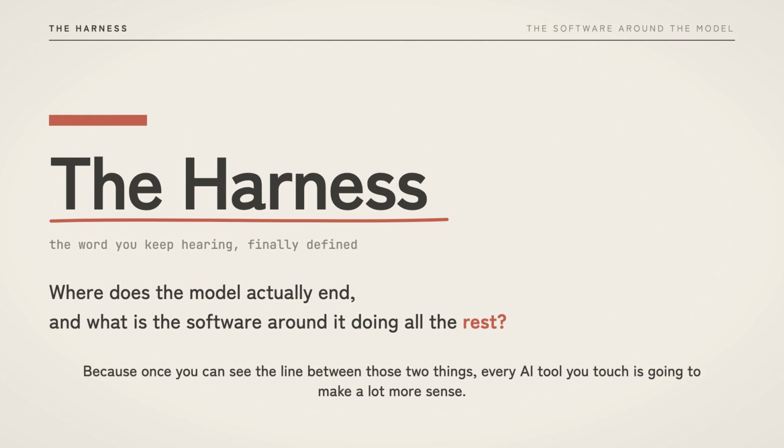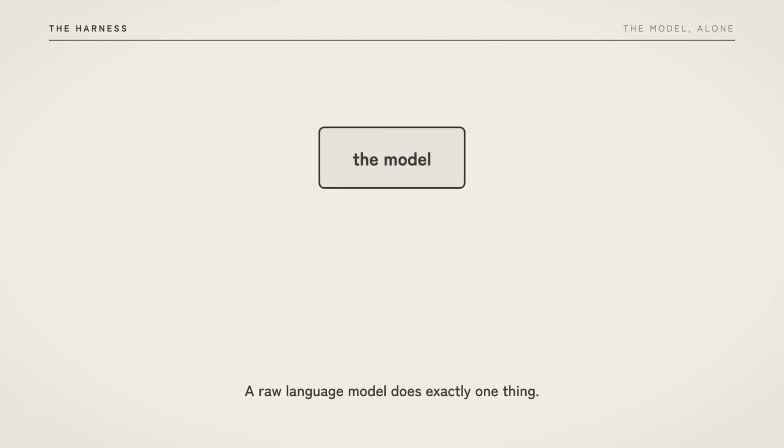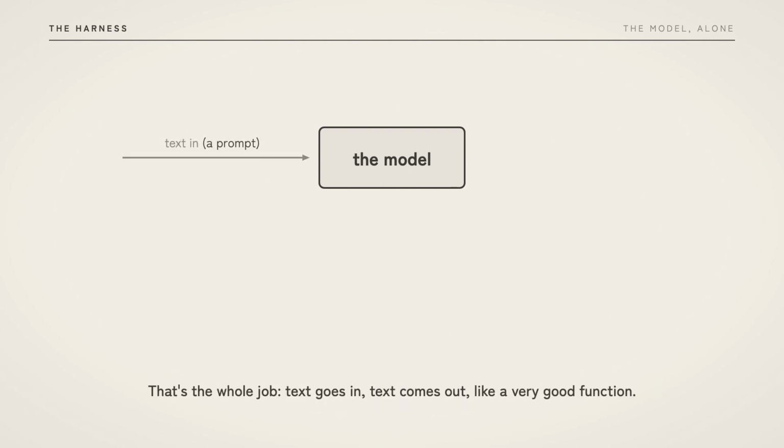Because once you can see the line between those two things, every AI tool you touch is going to make a lot more sense. So let's start with the model on its own with nothing around it. A raw language model does exactly one thing. You hand it some text and it predicts what text should come next, and then it stops. That's the whole job. Text goes in, text comes out, like a very good function.